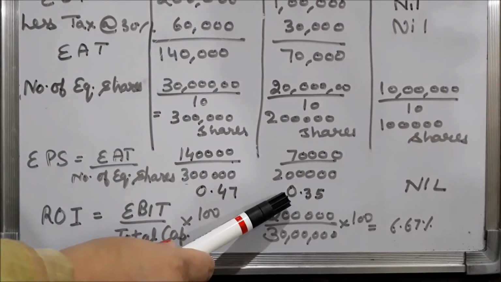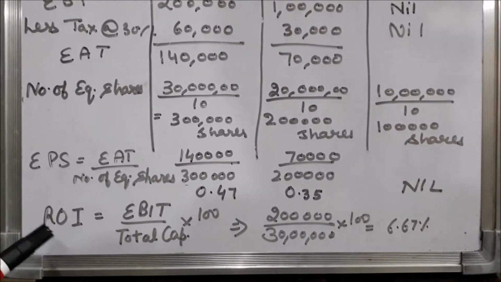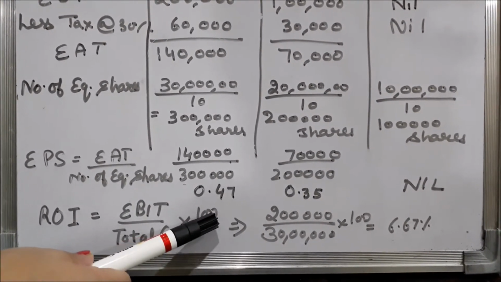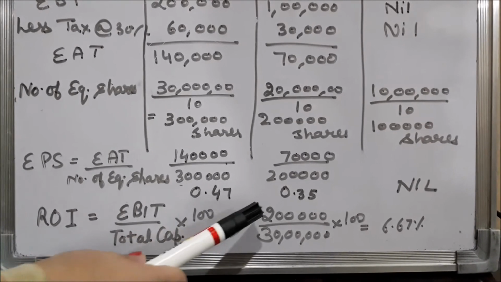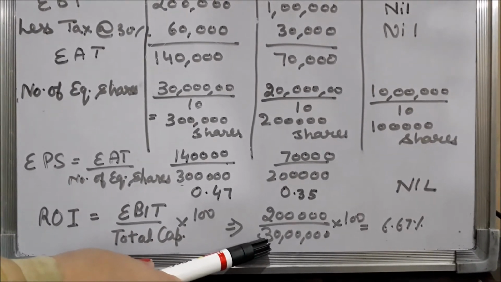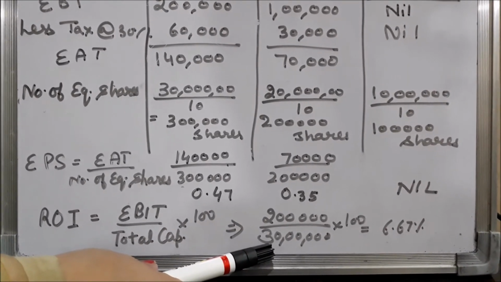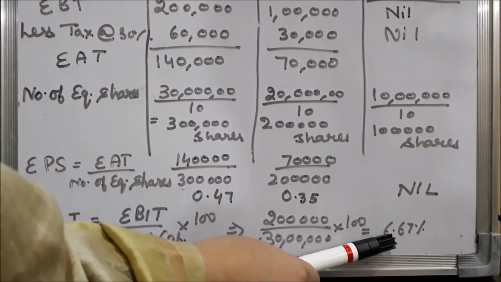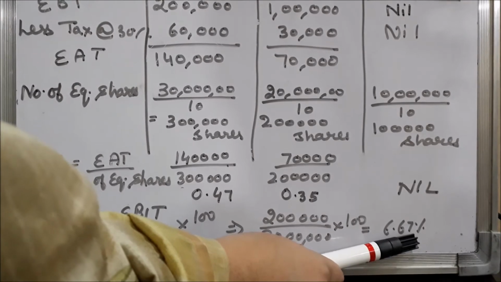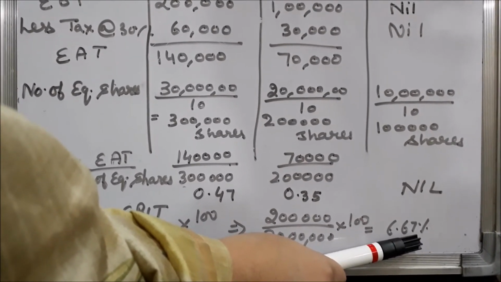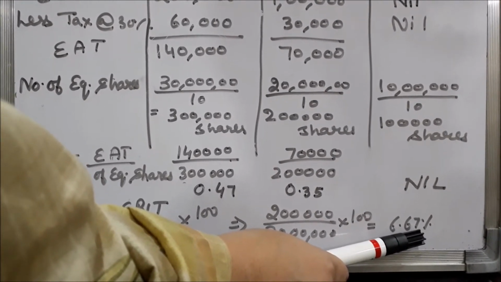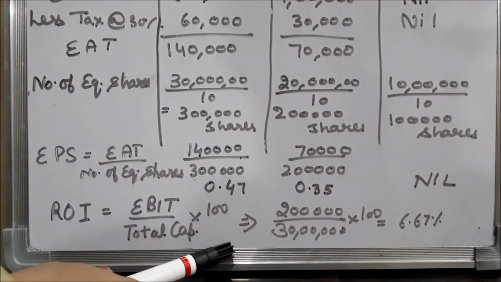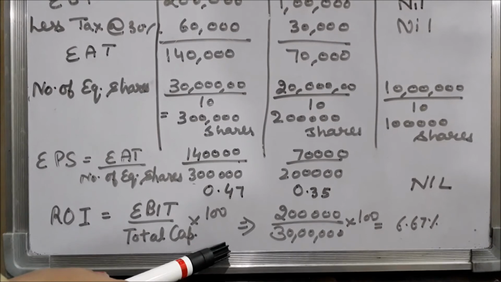So let's calculate the ROI. ROI is equal to EBIT upon total capital into 100. So in this case EBIT is 2 lakh. Divide it by total capital, that is 30 lakh, into 100. I calculated ROI as 6.67%, which is less than the rate of interest. The rate of interest is 10%. So that's why with the use of debt with equity, EPS is decreasing.